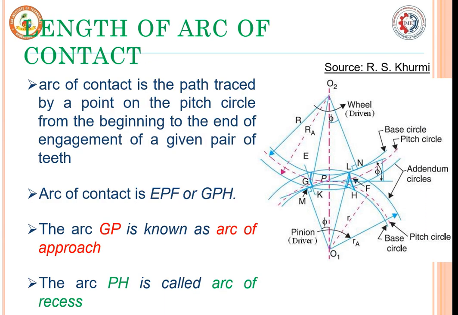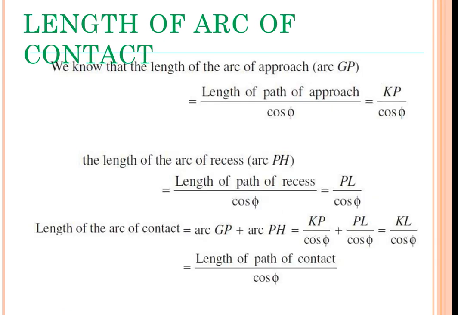For the length of arc of contact, we take EPF or GPH. Arc GP is known as the arc of approach, and arc PH is called the arc of recess. Length of arc of contact is equal to length of path of contact by cos phi. Length of arc of recess is length of path of recess by cos phi. Length of arc of approach is length of path of approach by cos phi. Using these expressions and the corresponding values from the diagram, we can calculate the length of arc of contact.